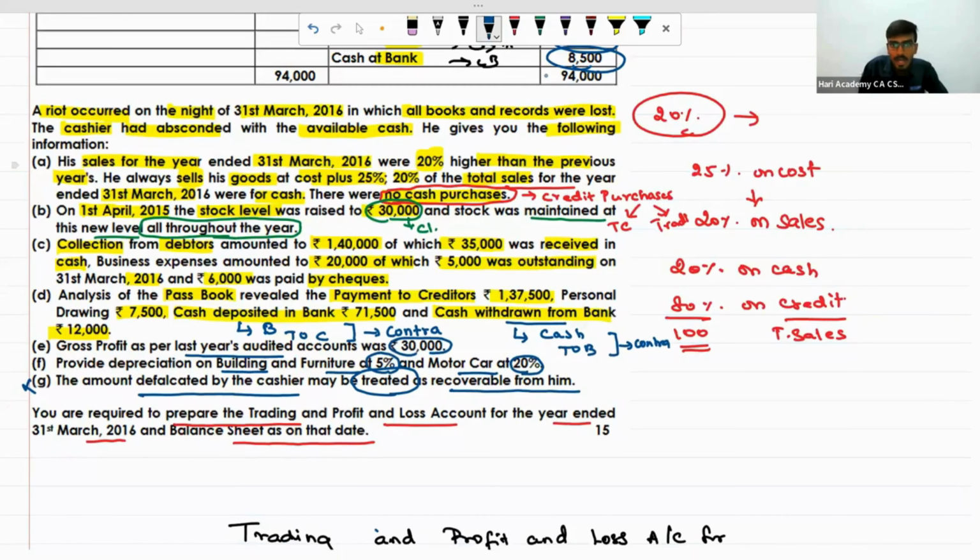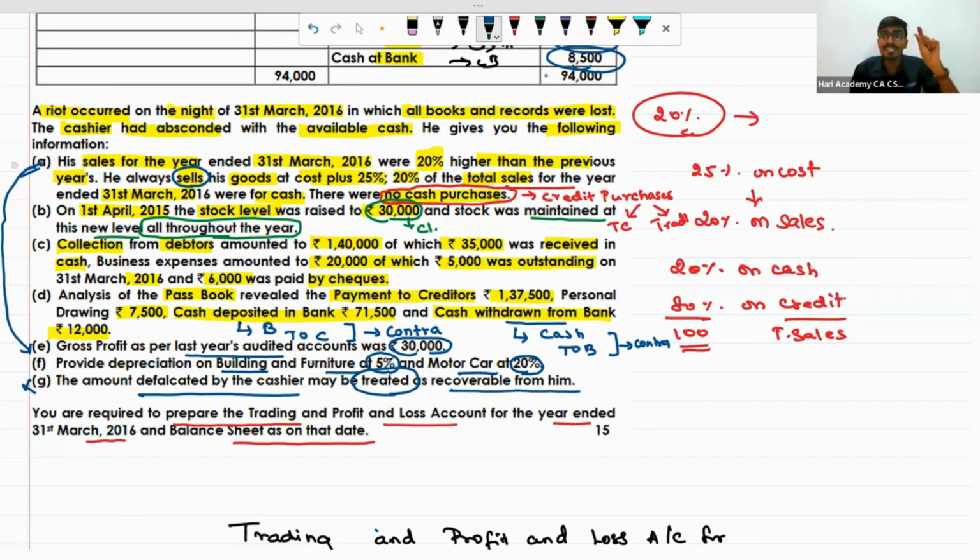A riot has occurred and all the books are lost and the cashier has come with the available cash. In the first adjustment, his sales for the year ended 31st March 2016 were 20% higher than the previous year. He always sells his goods at cost plus 25%, 20% on total sales. This everything has been done, and this should be connected with point E.